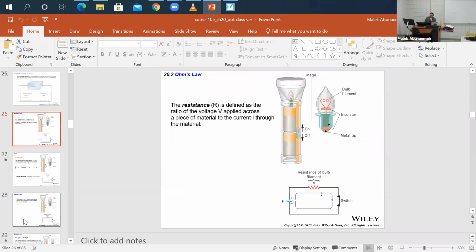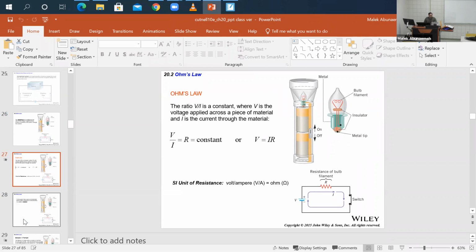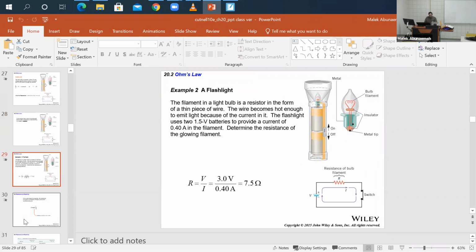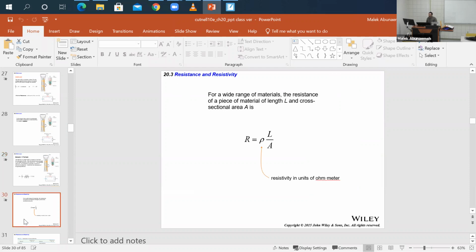So resistance is defined as the ratio of the voltage applied across a piece of material to the current through the material. Now, your Ohm's law states that your resistance equals V over I, or V equals IR. Now, your resistance unit is your Ohm. So go ahead. There's a question about resistance. Go ahead, pause this video and do this question real fast. Now, for a wide range of materials, the resistance of a piece of material of length L and cross-section area A is going to equal rho multiplied by L over A. Rho, that's called your resistivity.